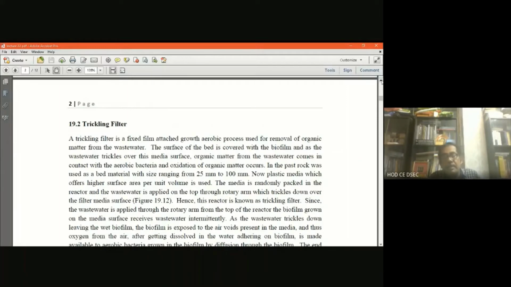Now, what are the materials that may be used for that attachment surface? That you must know. In the past, rock was used as the material, of size from 25 to 100. But in the modern scenario, we can talk about plastic media, because it is proved to have a higher surface area per unit volume, which I am just now discussing.